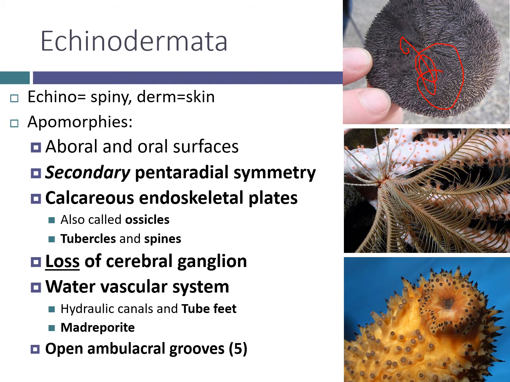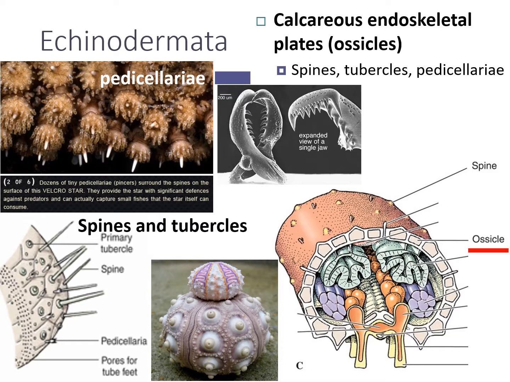During the early stages of development, they're going to be either little balls of cells, or they're going to have distinct bilateral symmetry. But in their adult stages, pentaradial, so secondary pentaradial symmetry, meaning it's going to be split along 5 planes. Calcareous endoskeletons, also called ossicles, and then tubercles and spines, which we'll cover in a minute. They have lost their cerebral ganglion, so they've got no brains. And they've got this crazy system called the water vascular system. They've got these hydraulic canals with tube feet and a madreporite, and open ambulacral grooves, which comes down to that pentaradial symmetry again. So what does all that mean?